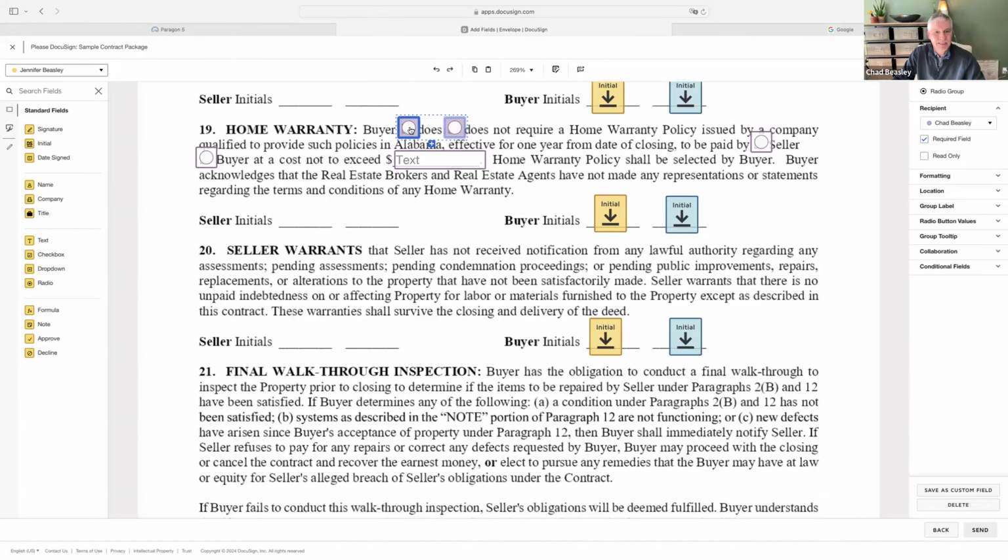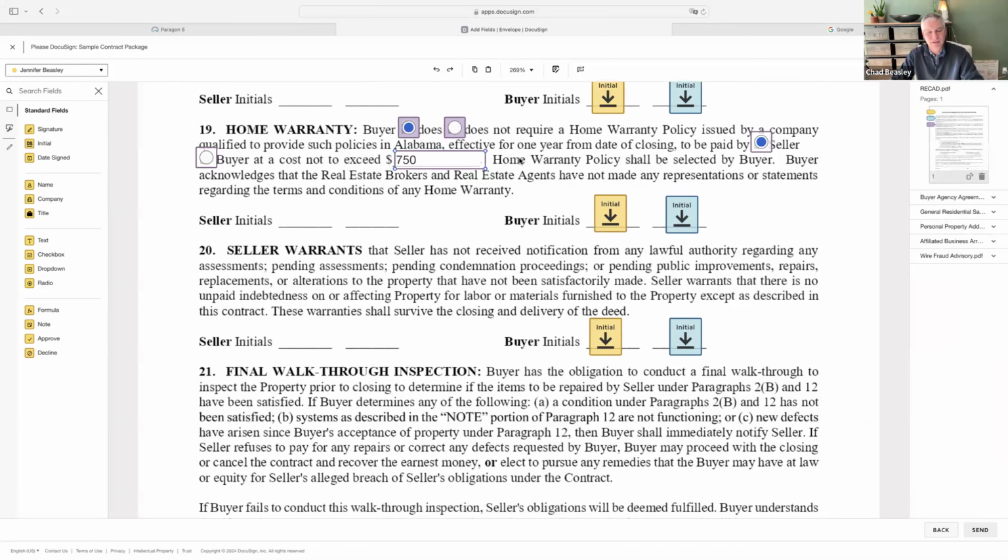Here we're going to check whether we do or do not want a home warranty policy issued by a company qualified for a 1-year home warranty to be paid by buyer or seller. Say we're going to ask the seller to provide a home warranty not to exceed $750. And then the buyer can pick which company, and you order it prior to closing, give them the closing information. They send the bill to the closing attorney and it gets collected from the seller at closing.